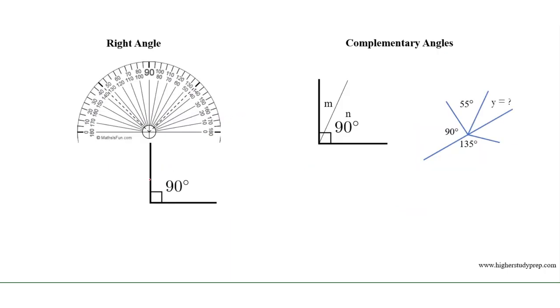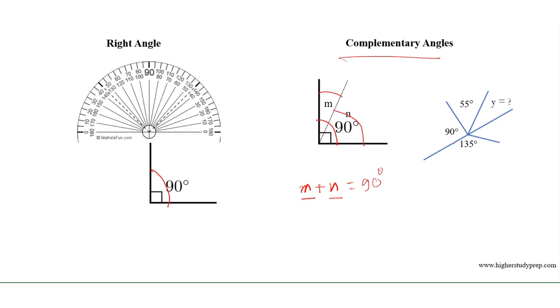Right angle. An angle which equals 90 degrees is called a right angle, and two angles that sum to a right angle are called complementary angles. For example, in this figure, angles M and N sum to 90 degrees, that is M plus N is equal to 90 degrees, and so M and N are complementary angles.